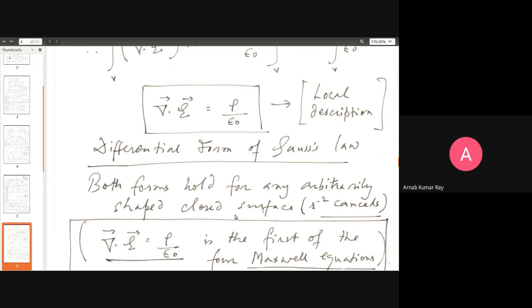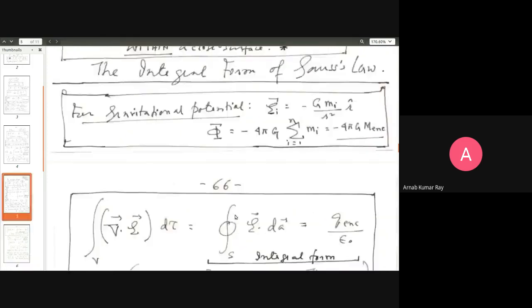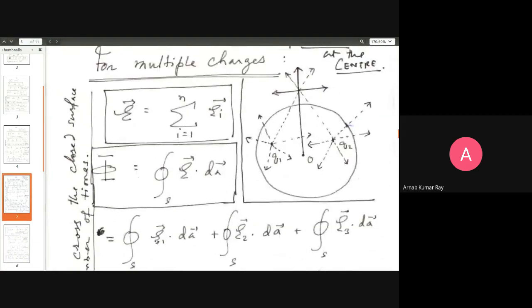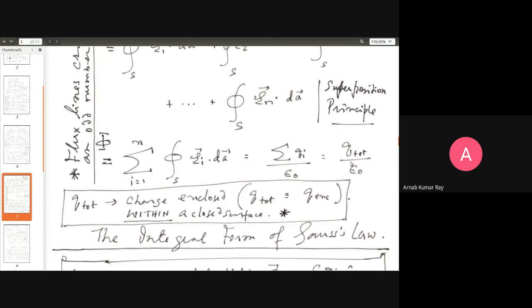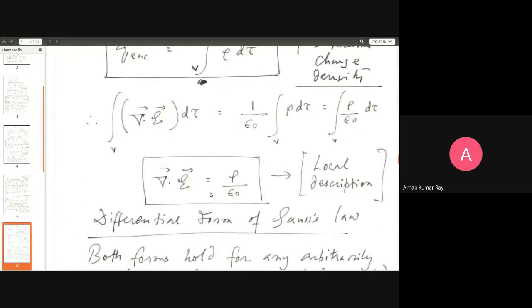A whole lot of things will have to be discussed now. First, this point. Flux is equal to the closed surface integral of the electric field, which is equal to the total charge enclosed within a closed surface divided by epsilon naught. So that is the integral form of Gauss's law. This is the differential form of Gauss's law, a local description.